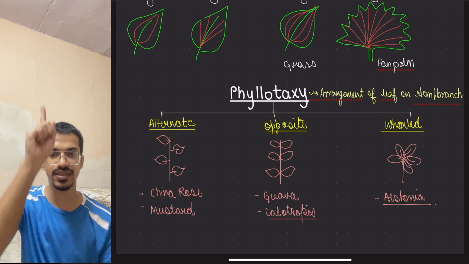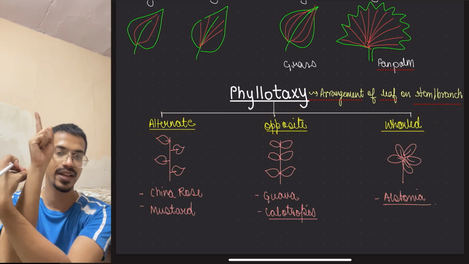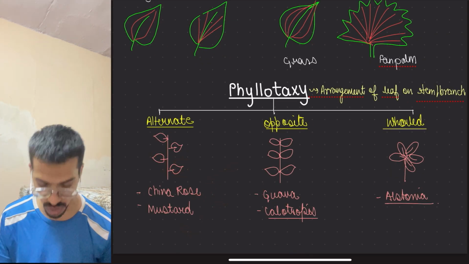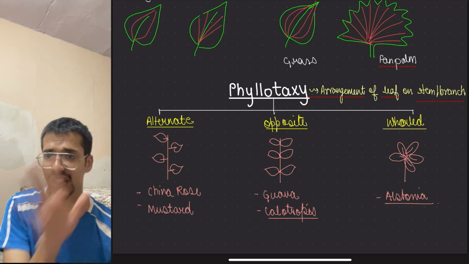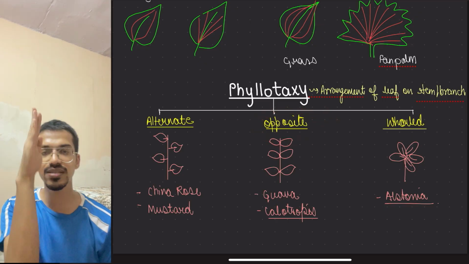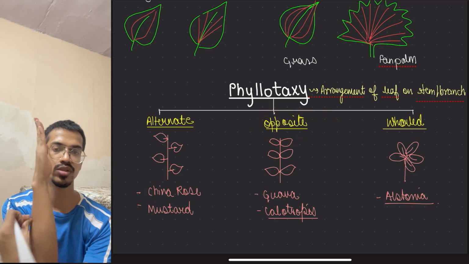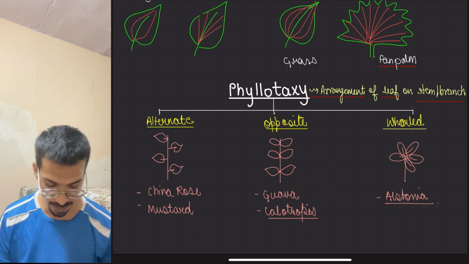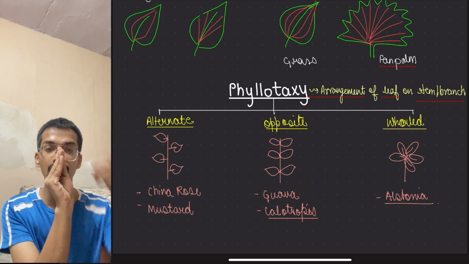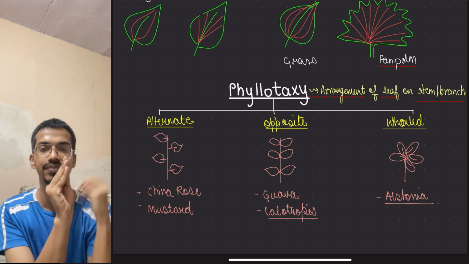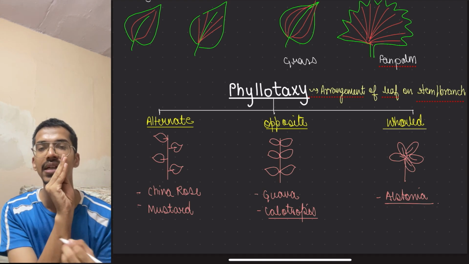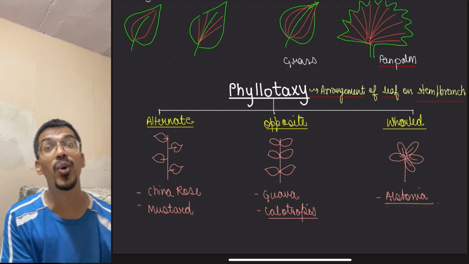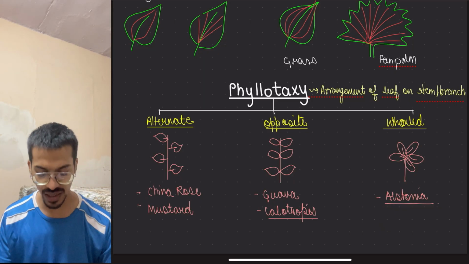Alternate means one stem is there, one leaf is coming from here, other coming here, other here, other here. So this is alternate, like China rose, mustard. You have to remember these examples given in NCERT. Opposite means this is the stem, one coming here, other opposite of it, like guava, calotropis. Whorled means from a single point or single node, multiple leaves coming up, like Alstonia. With this, we have completed everything.